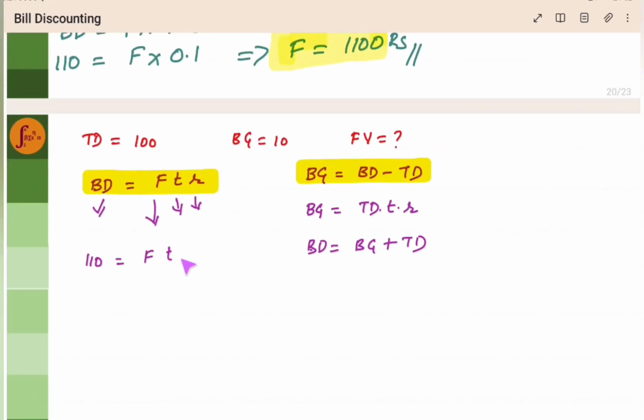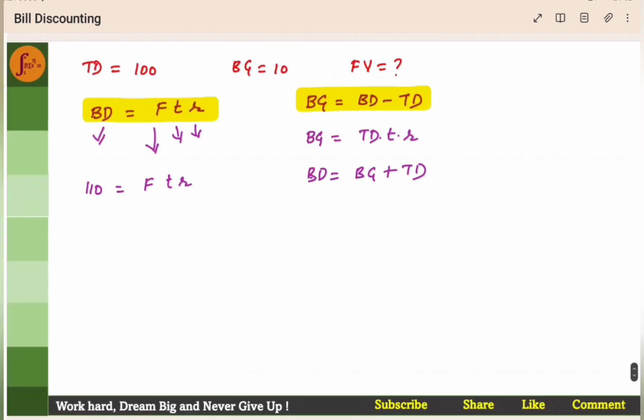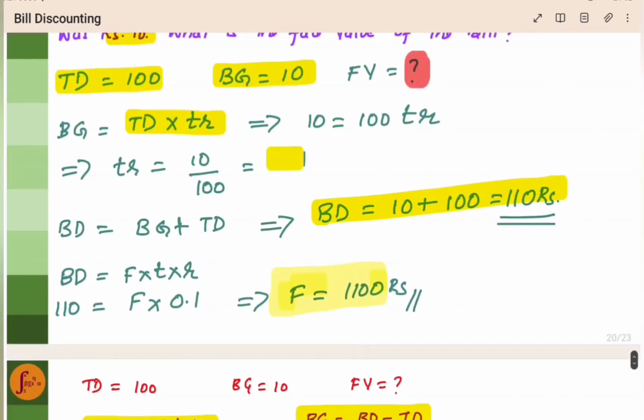Face value we don't know. TR also we don't know. That means we'll have to use the third formula. These two formulas are not going to help us. We'll have to use BG is equal to TD into TR. We know banker's gain. We know true discount. We'll find TR here, right? So we'll get TR is equal to 0.1.